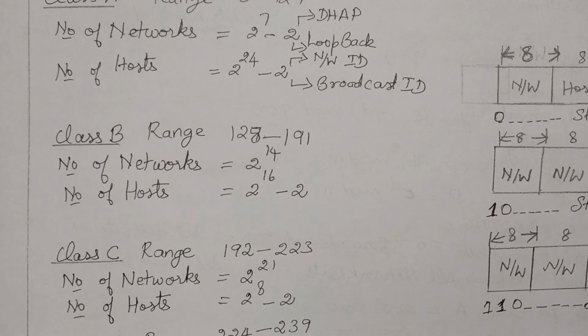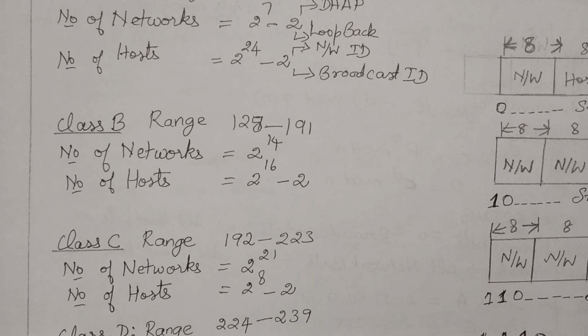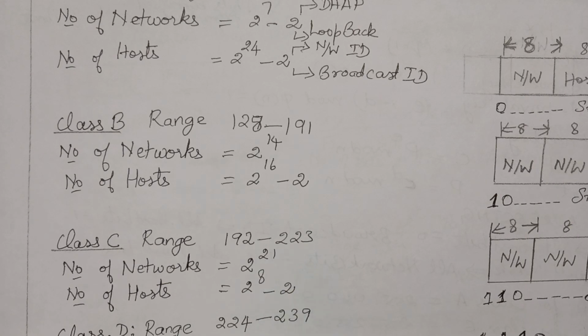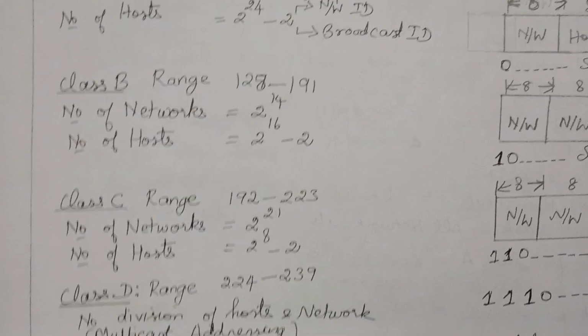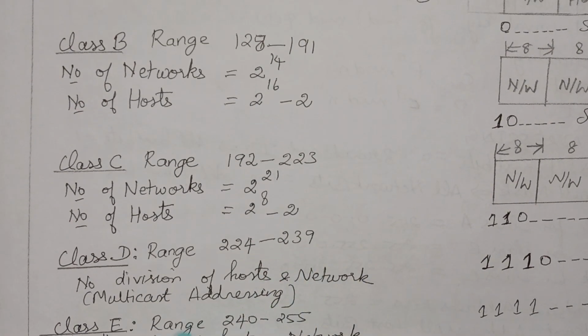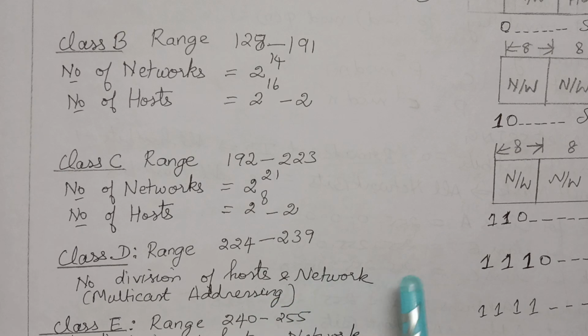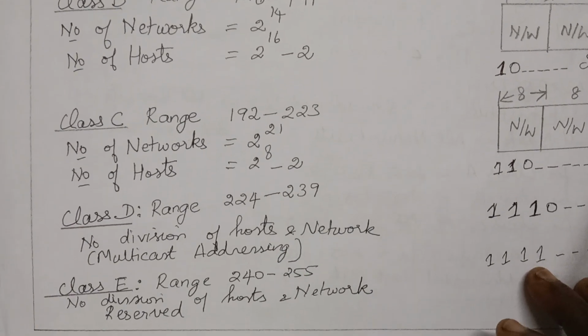So class C ranges from 192 to 223. The number of networks will be 2 to the power 21. The number of hosts will be 2 to the power of 8 minus 2. Class D ranges from 224 to 239. Here there is no division into hosts and networks, and class D is multicast addressing.